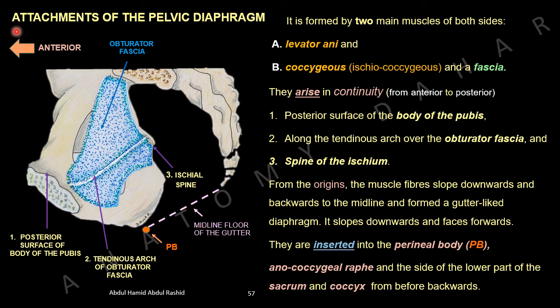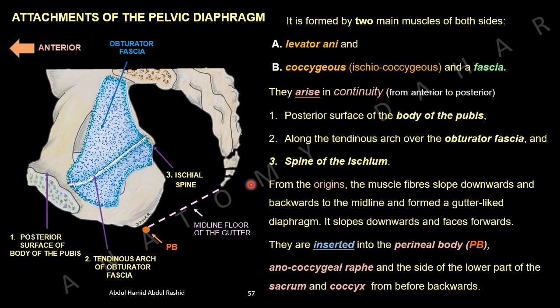The pelvic diaphragm is formed by two main muscles on both sides. They are the levator ani and coccygeus muscles, together with the fascia. They arise in continuity from anterior to posterior. Number one, from the posterior surface of the body of the pubic part. Number two, along the tendinous arch over the obturator fascia. And number three, the spine of the ischium.